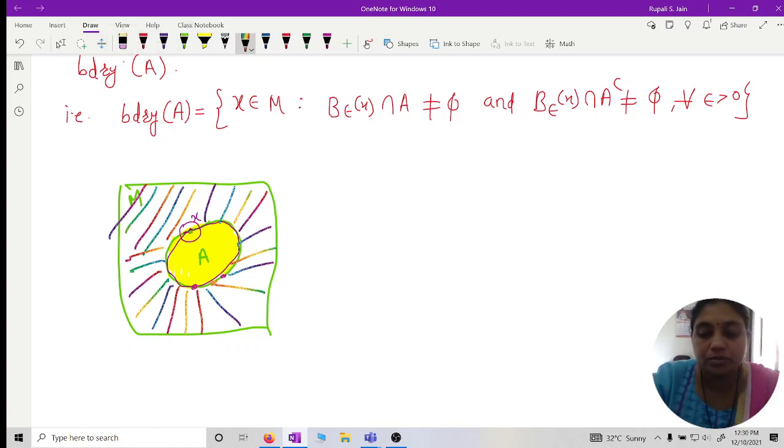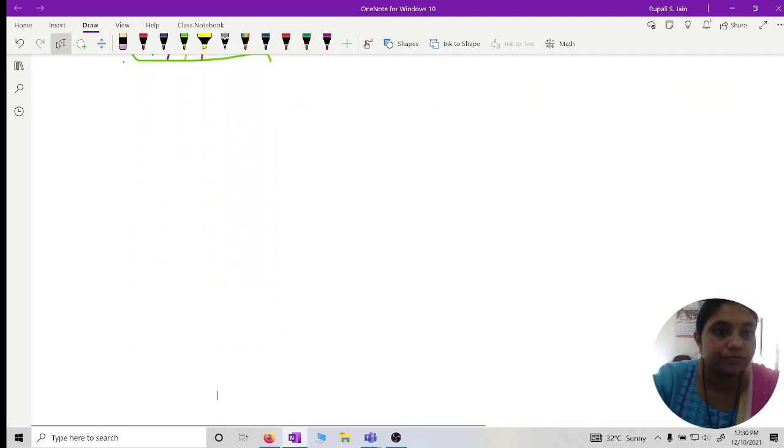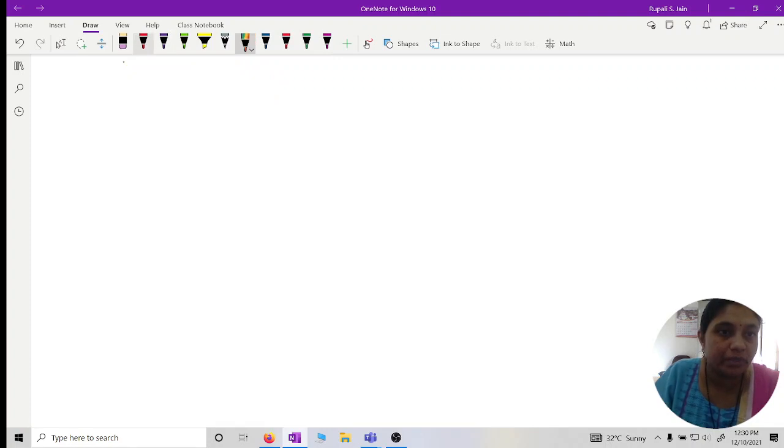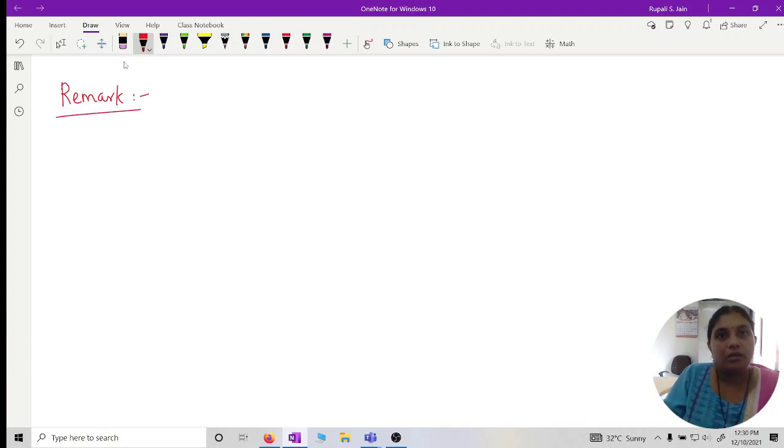Okay. So for example, or we'll have a remark. A remark. First, A is equal to the open interval (0, 1). Then what are the boundary points of A? What are the boundary points?